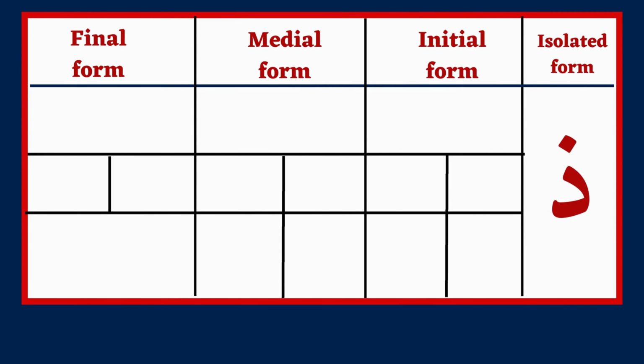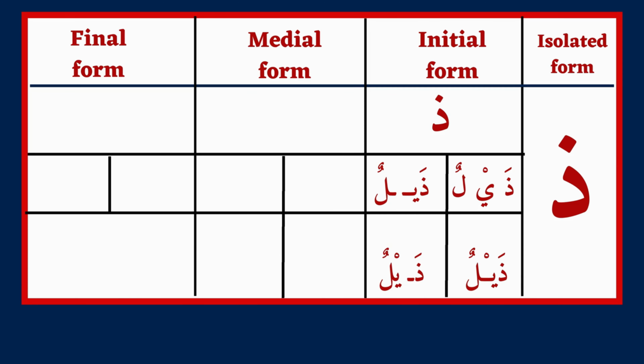Thal also allows connecting only on the right side. It maintains its isolated form when starting a word, just like alif and dal. For example, see how we write it when meeting another letter in this word. The correct and incorrect ways are demonstrated here.